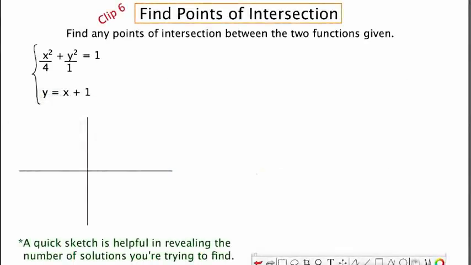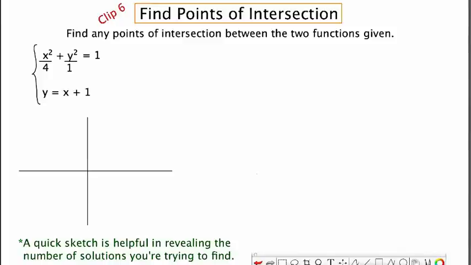In clip 6, we're going to be finding the points of intersection of two graphs. This is also the same as solving a system of equations. The instructions specifically are: find any points of intersection between the two functions given. If you look at the green comment at the bottom of the page, it says a quick sketch is helpful in revealing the number of solutions you're trying to find.